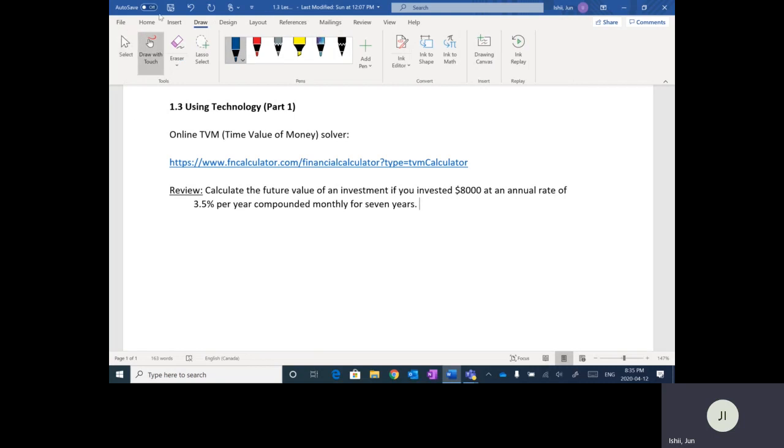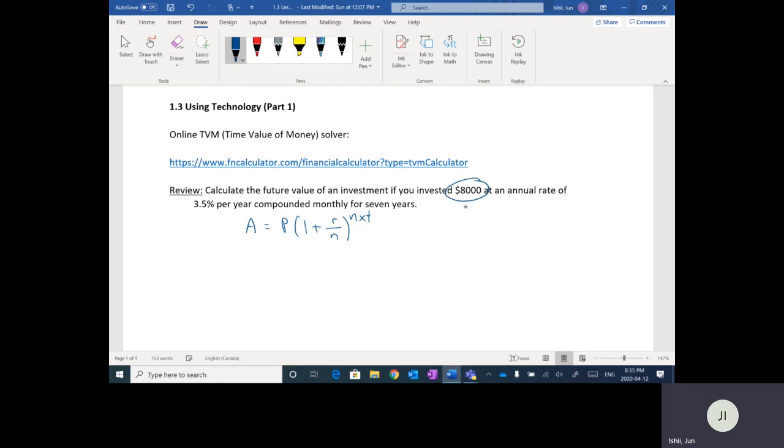For review, we want to calculate the future value of an investment. So if you invested 8,000 at a rate of 3.5% per year compounded monthly for 7 years. As review, the future value or accumulated amount, which is A, this is the formula here: the principal times 1 plus the rate divided by n, to the power n times t.